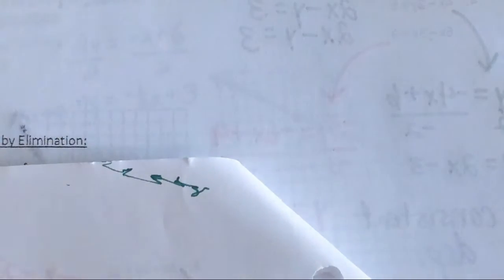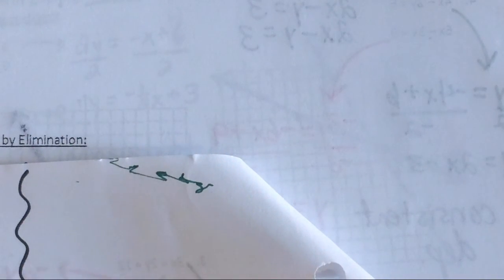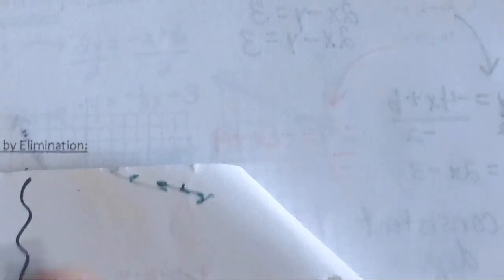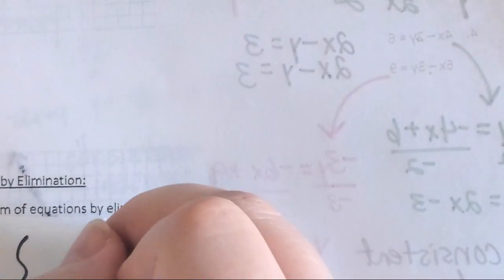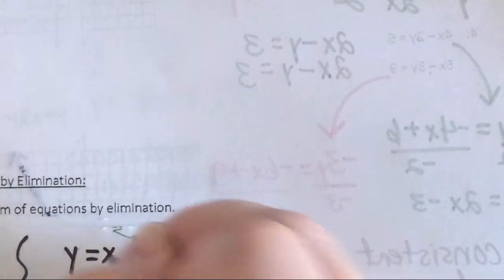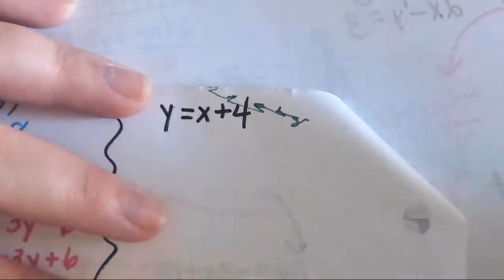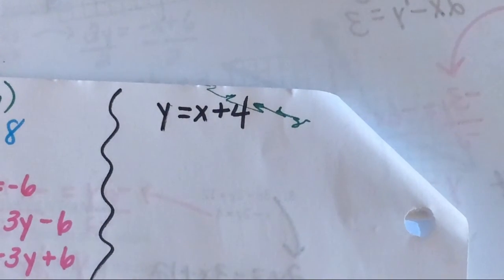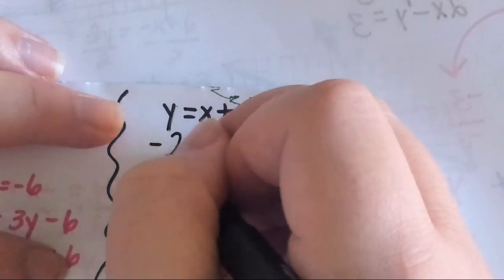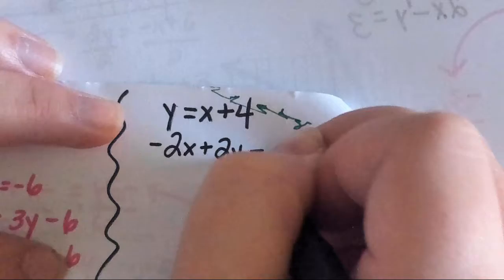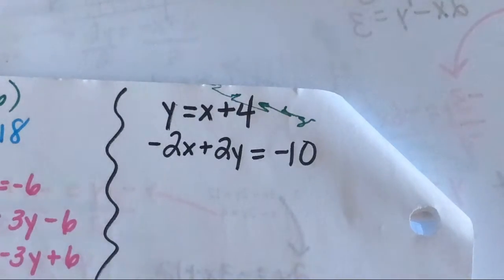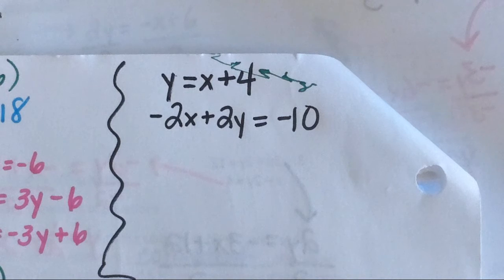Okay, so if you got some free room somewhere in your paper, let's go to it. So I'm making up a problem. I'm going rogue. Let's say we had y equals x plus 4, which makes Angel mad. She doesn't even have to solve nothing. I'm already telling her who to substitute in for what. I'm on the fly. And let's say the second equation is negative 2x plus 2y equals negative 10. Those are our two equations.